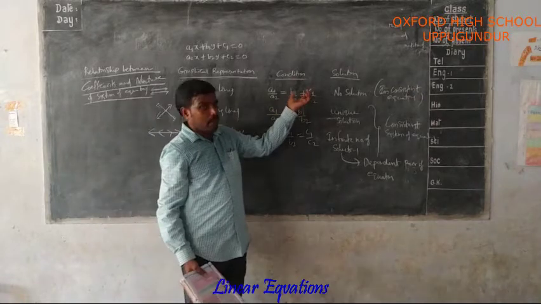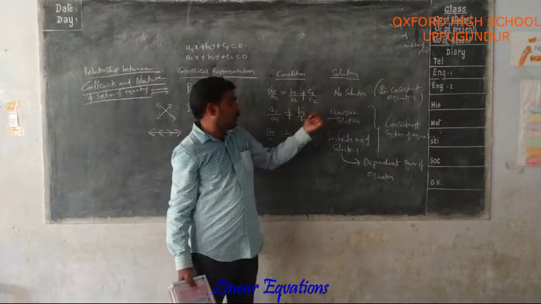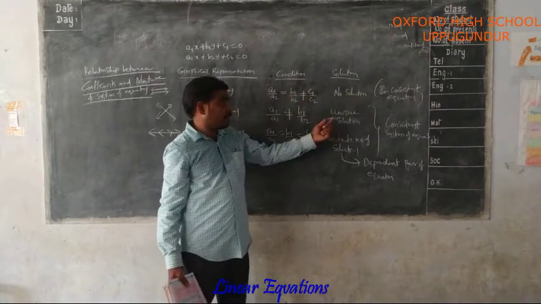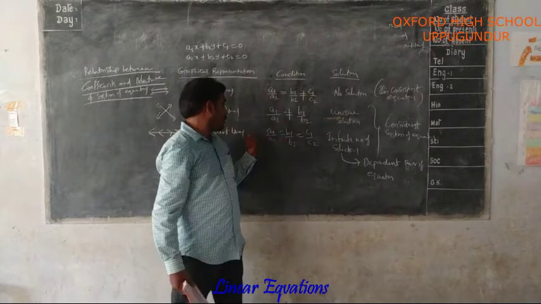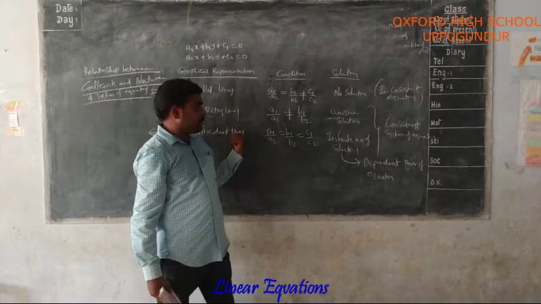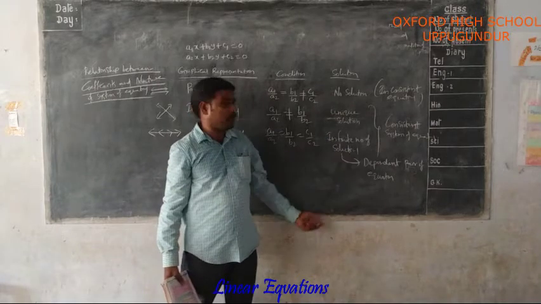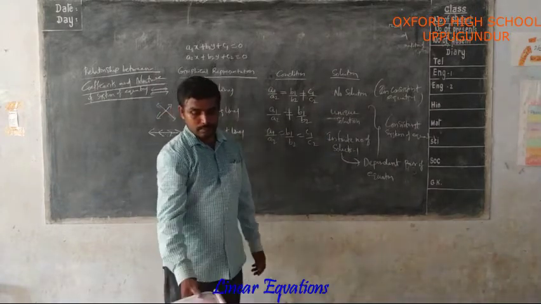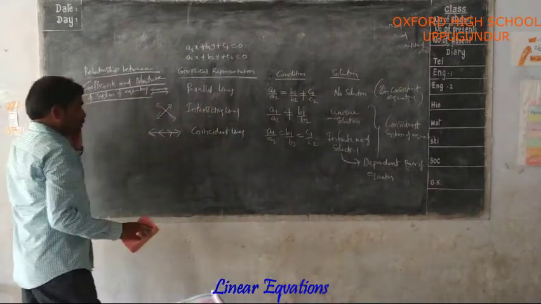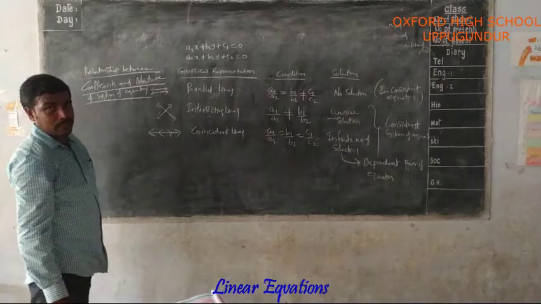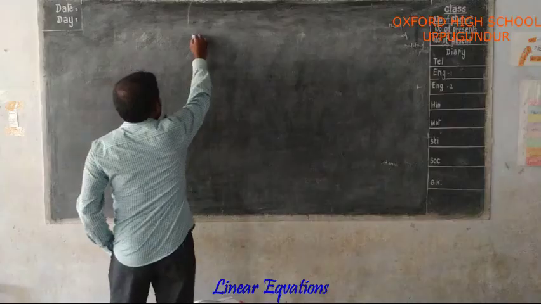Suppose if they are parallel lines, you will get no solution. Intersecting lines, you will get one solution, that is a unique solution. If you get coincident lines, you will get an infinite number of solutions. So for that also we will do an example. After that you do the exercise.